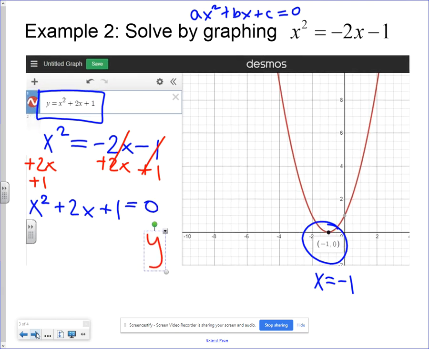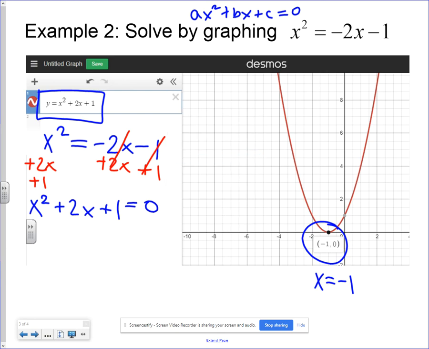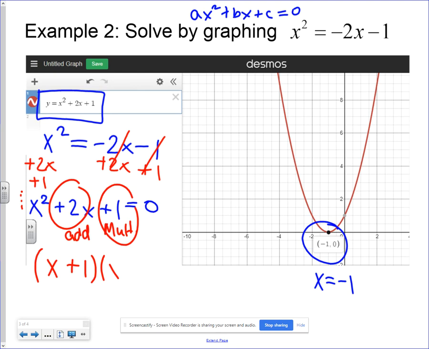Okay? I'm going to get rid of the y here. And I'm going to factor this. I got a leading coefficient of 1. So I got to find 2 numbers that multiply to be 1 and add to be 2. So the 2 numbers are positive 1 and positive 1.